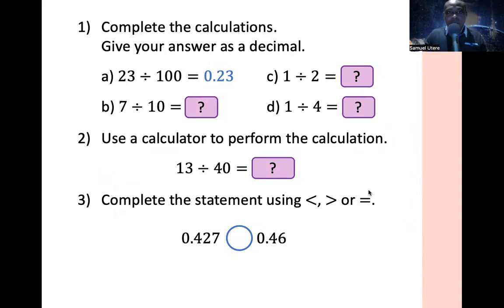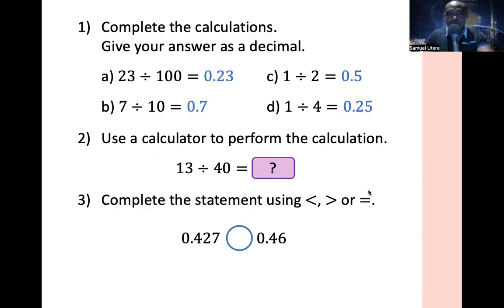Here, you were simply asked to give your answers as a decimal. If you paid close attention, or if you haven't watched that video where we worked on fraction, decimal, and percentage equivalence, you should go and watch it, because with that, you should be able to do this really quickly. So that is 0.23 as a decimal. That should be 0.7, 0.5, and a quarter is 0.25. So 1 divided by 4 is 0.25.